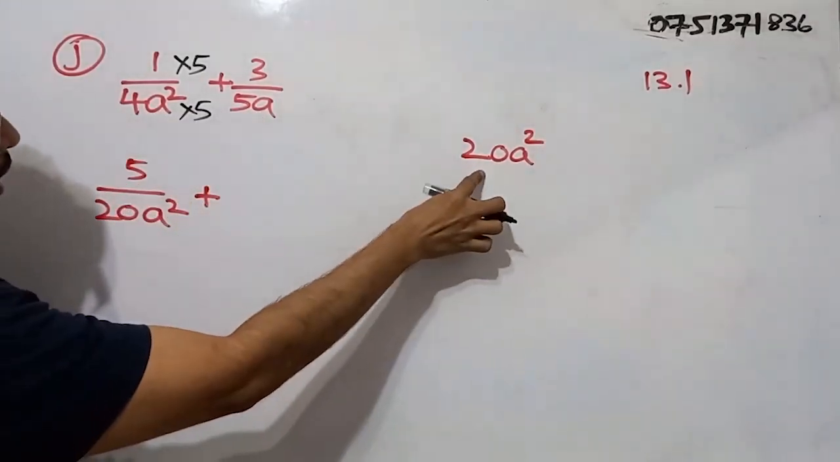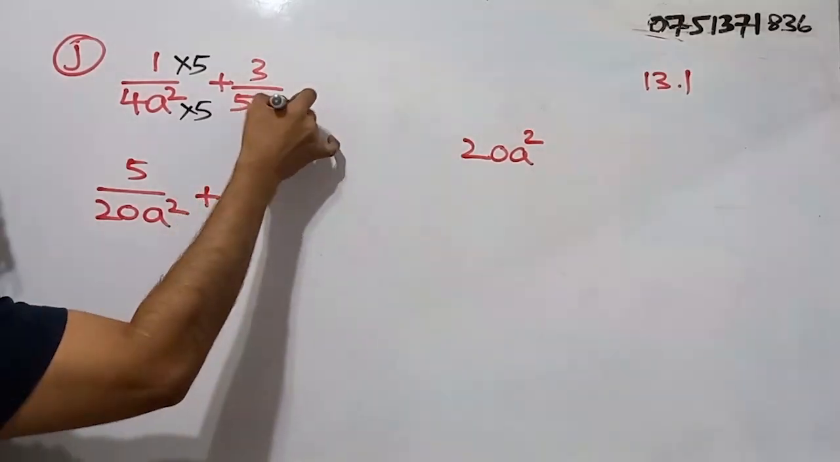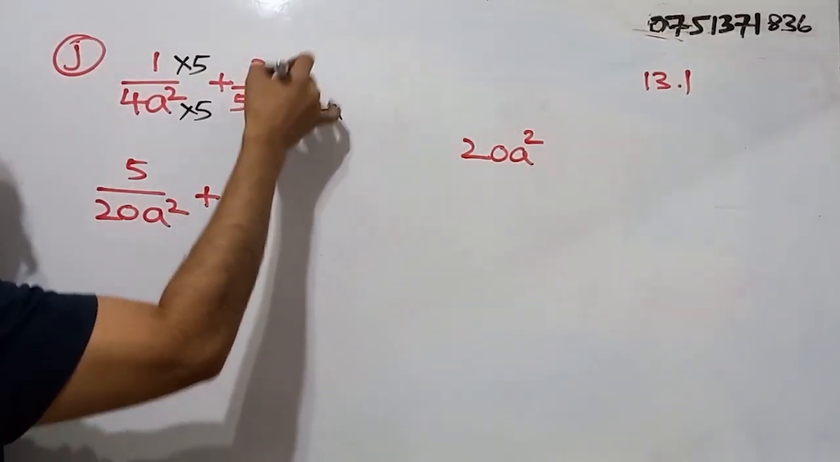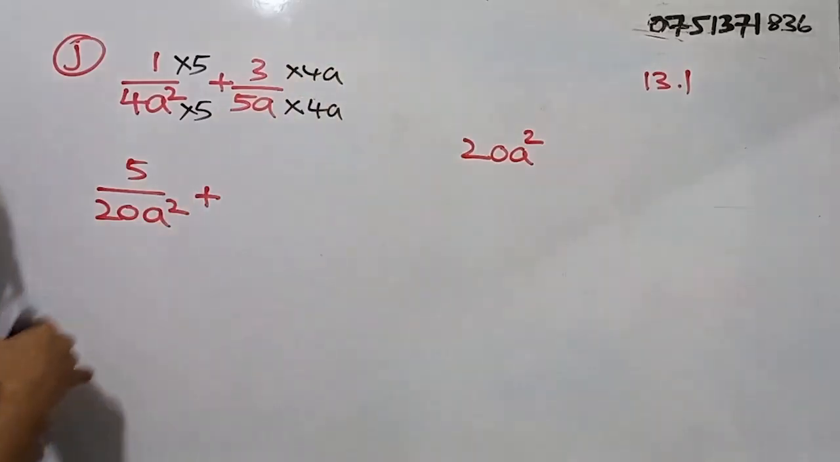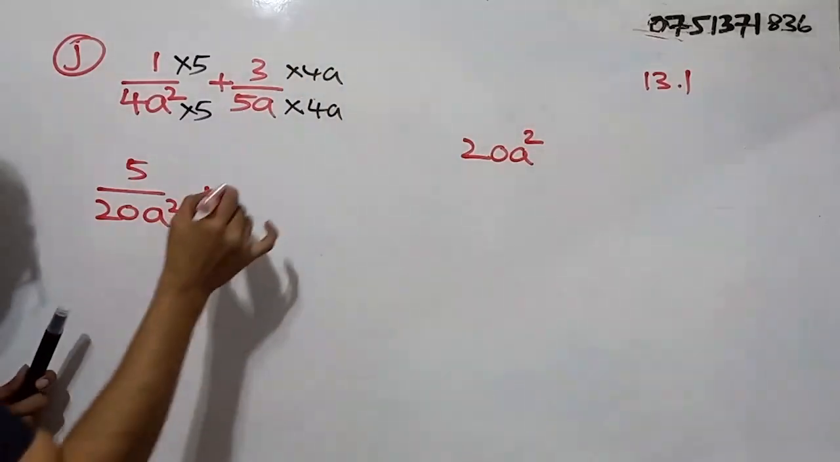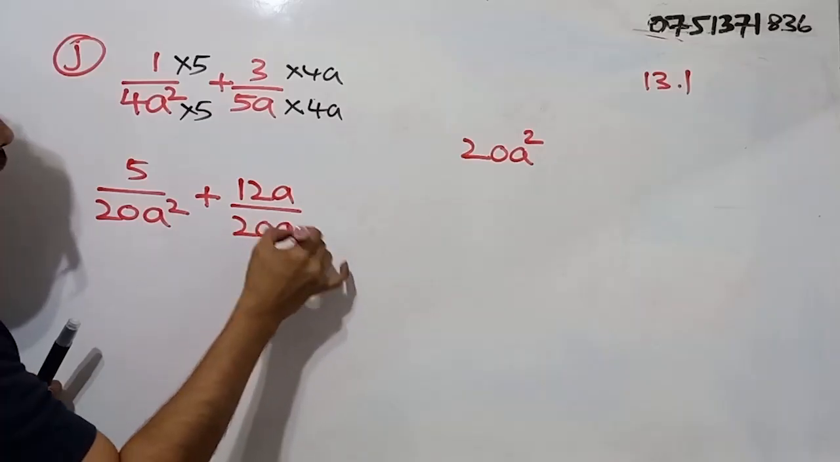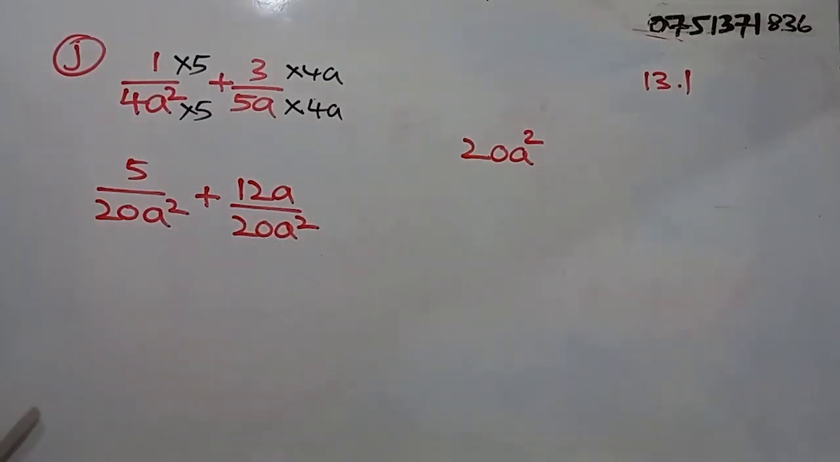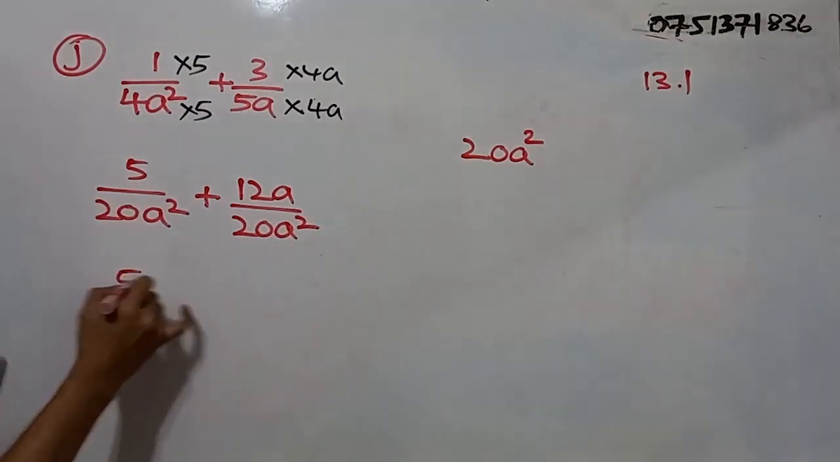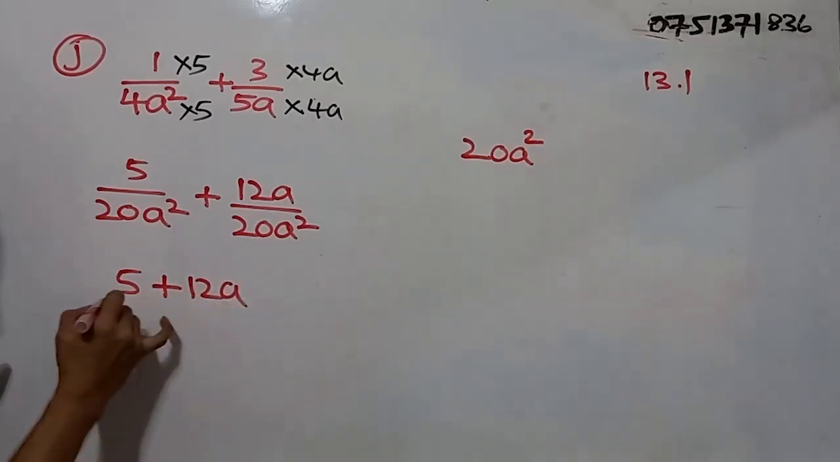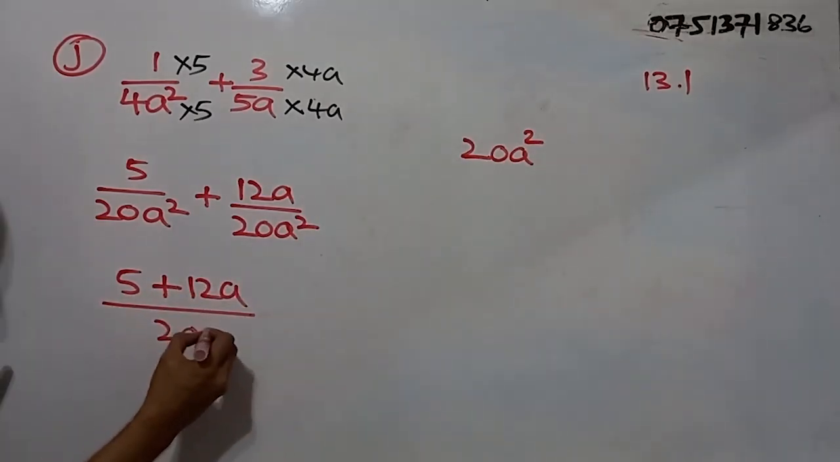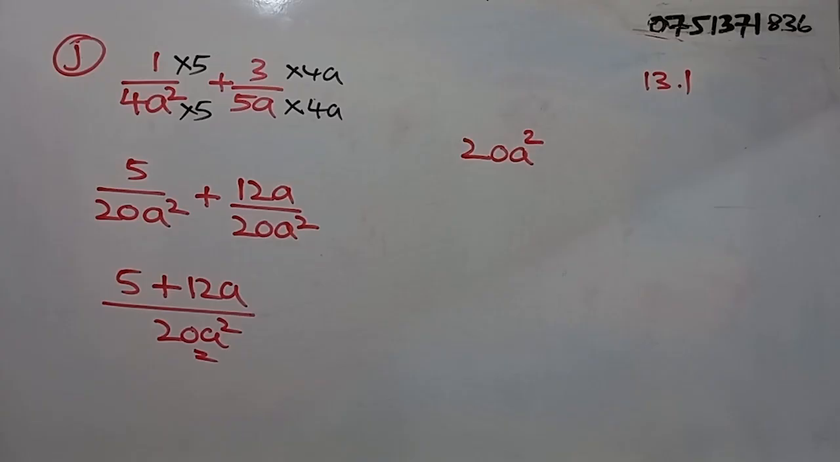Remember, we need to get 20a squared. That means we need to multiply this by 4a. So we have to do the same thing to the numerator as well. So what do we get? 12a divided by 20a squared. Okay. Then I can rearrange this as what? 5 plus 12a, entire expression, divided by 20a squared. So that will be the answer.